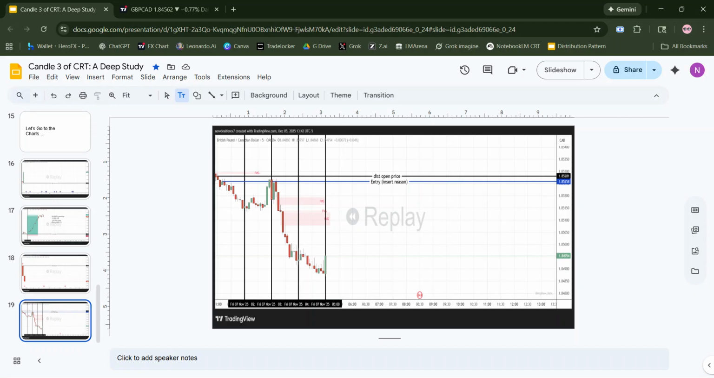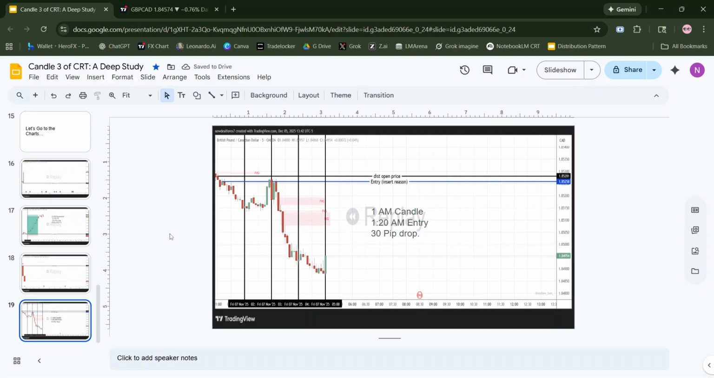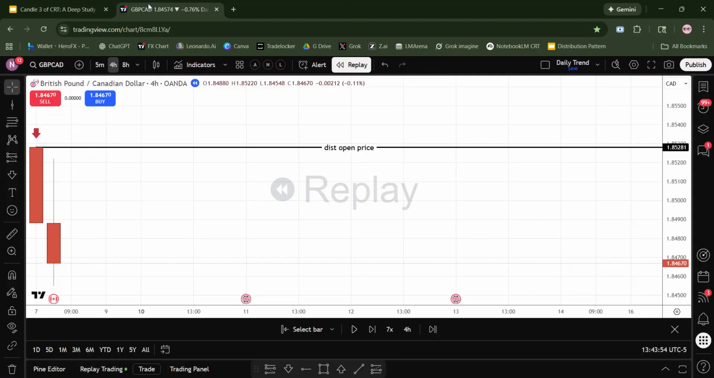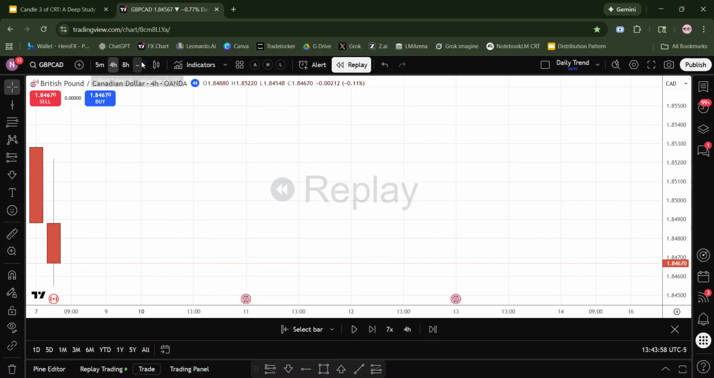I forgot when our best entry is, but I think it was around, let's see, 5, 10, 15, 20, maybe like 1:20, I guess. What was this for? This is the 1 a.m. candle, 1:20 a.m. entry, 30 pip drop. So that's that. All right, then that's it. And then you just keep going. So let's do a couple more. I mean, that really explains that.